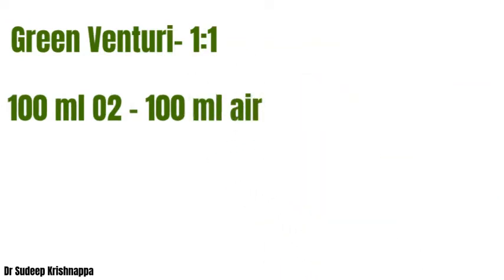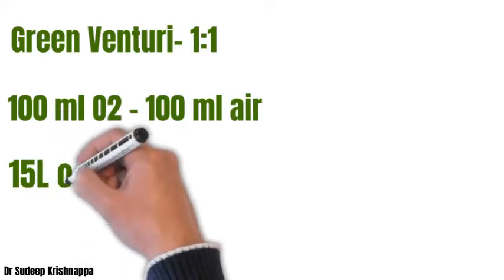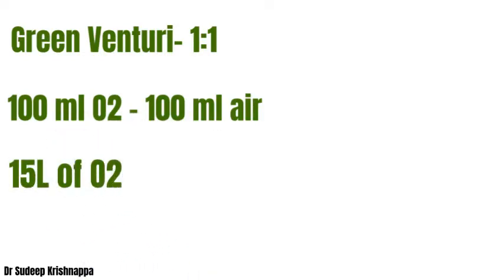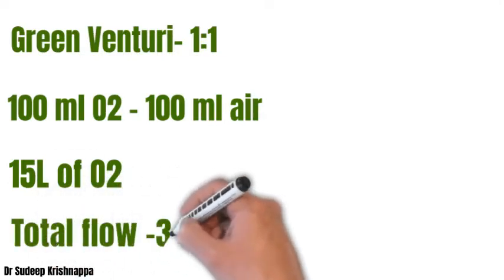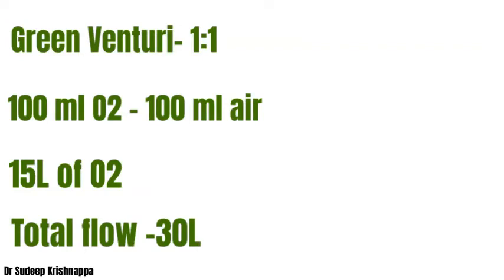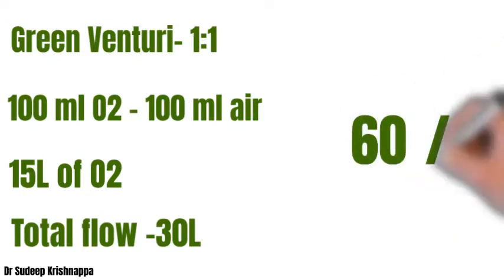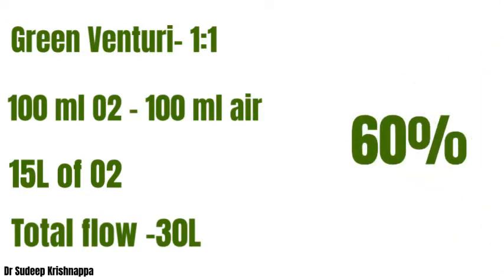So with the recommended flow rate of 15 liters of oxygen for the green Venturi, a total flow of 30 liters would be generated, as 15 liters of room air would be entrained. This results in a 60% FiO2. 100 ml of oxygen has 100 ml of oxygen, and 100 ml of air has about 20 ml of oxygen. Totally, in the 200 ml, we would have 120 ml of oxygen, which would translate to a FiO2 of 60%.